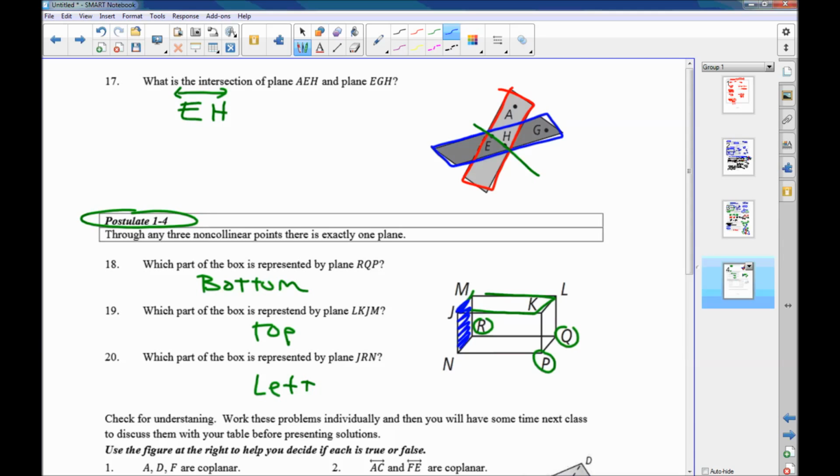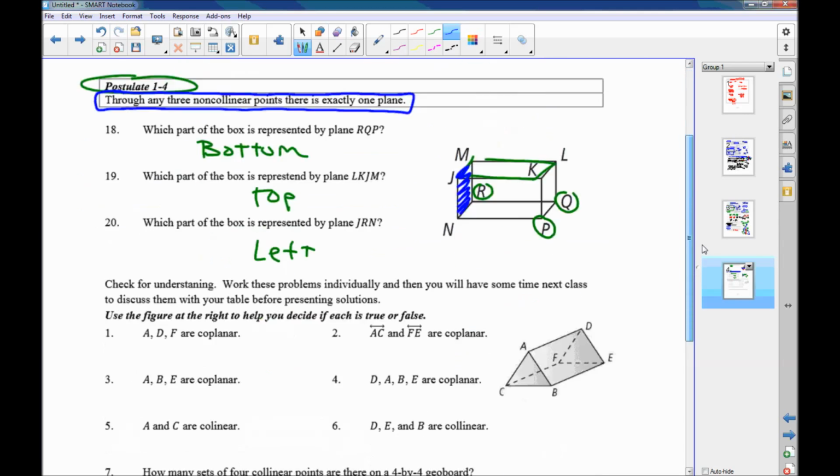All right, so we're not going to memorize these postulates by their numbers. We're going to memorize them by what they say. And what you really want to do is get the back of your notebook and just start writing them all down. Okay, and then every day you flip through them and see if you can say what they are. Through any three non-collinear points, there's exactly one plane.